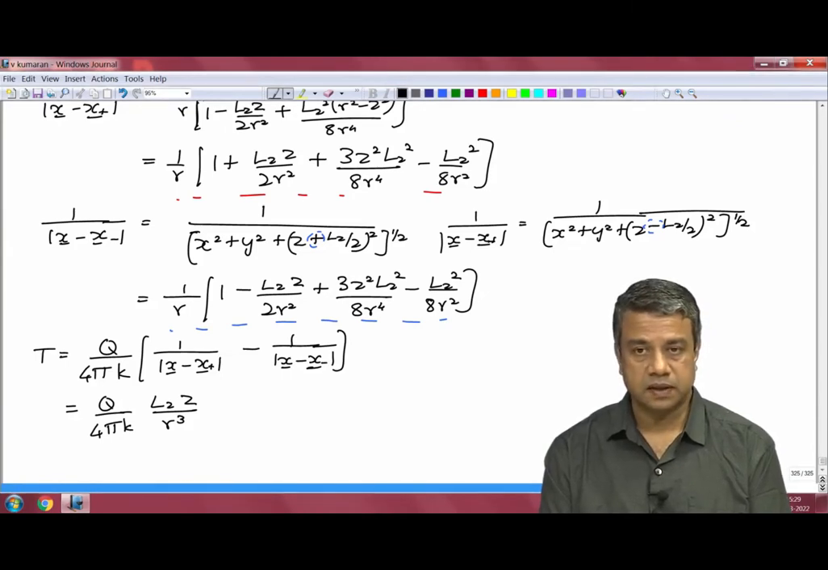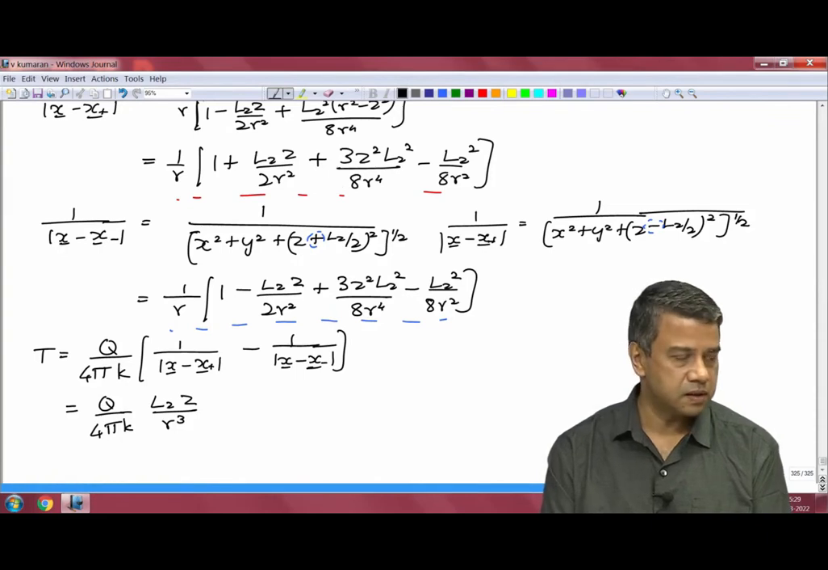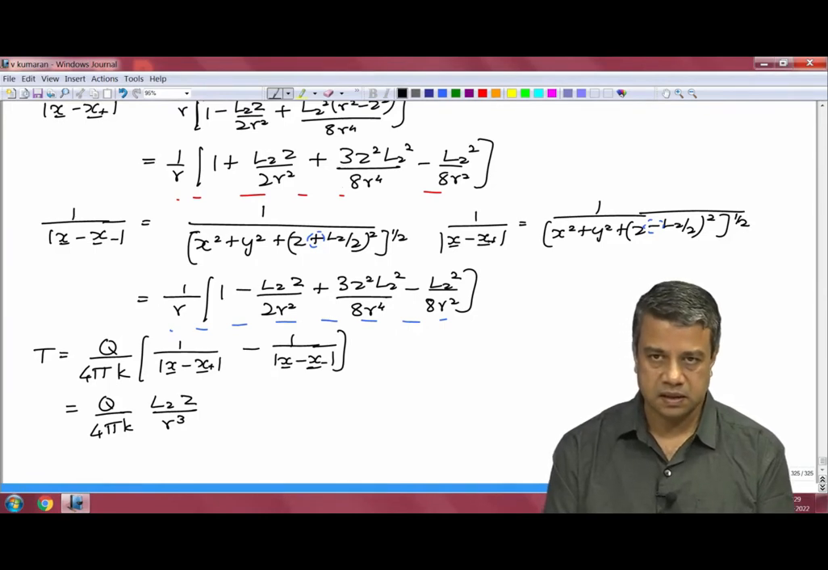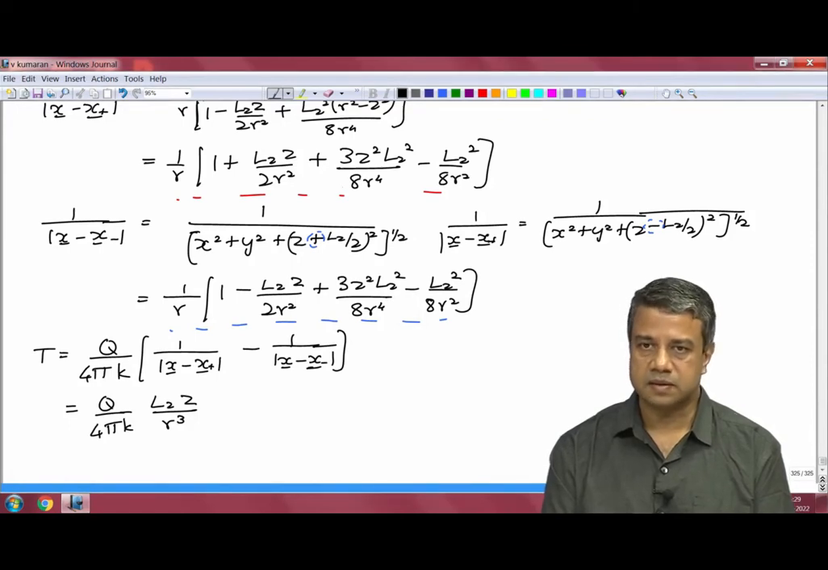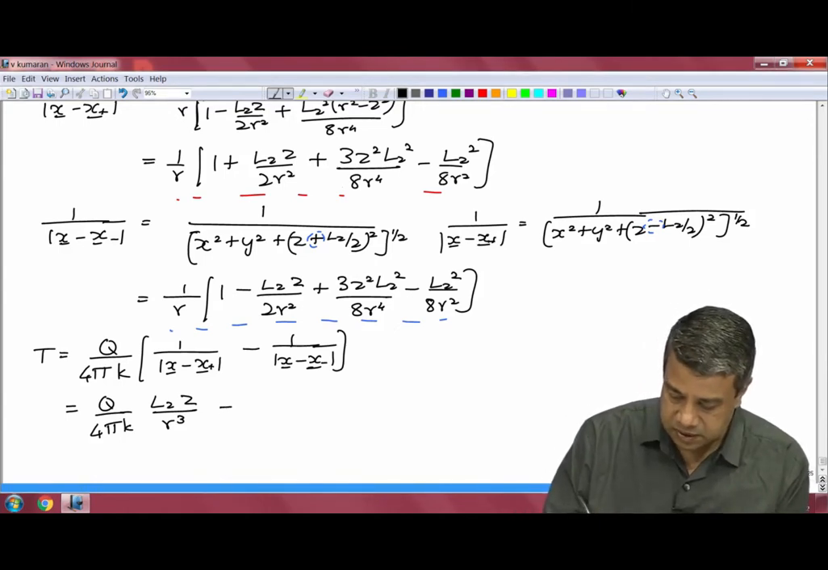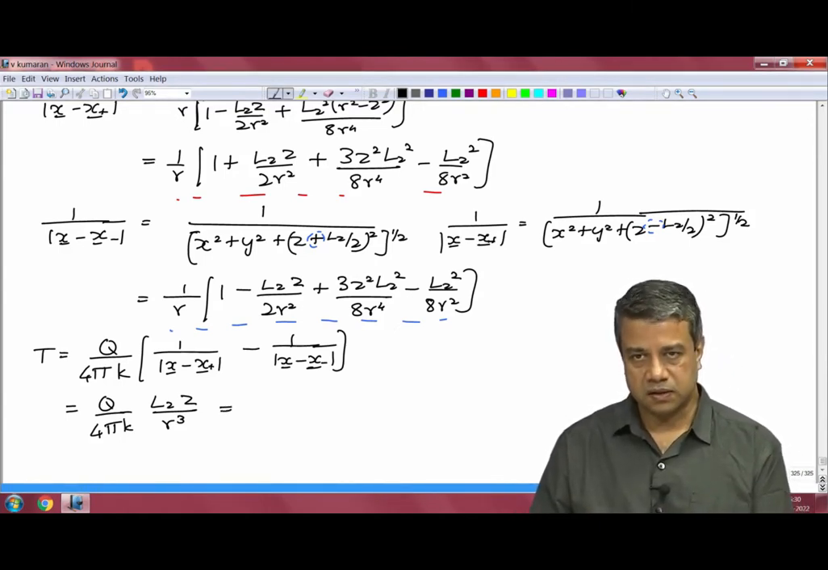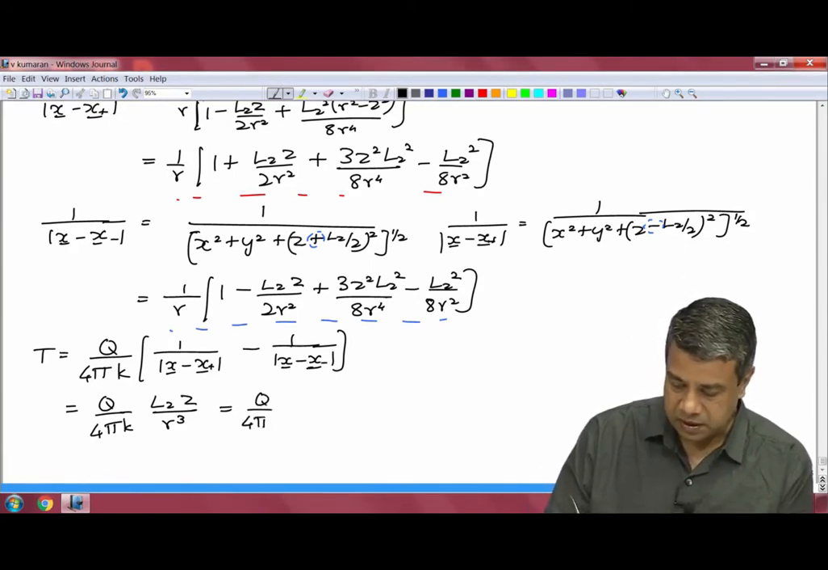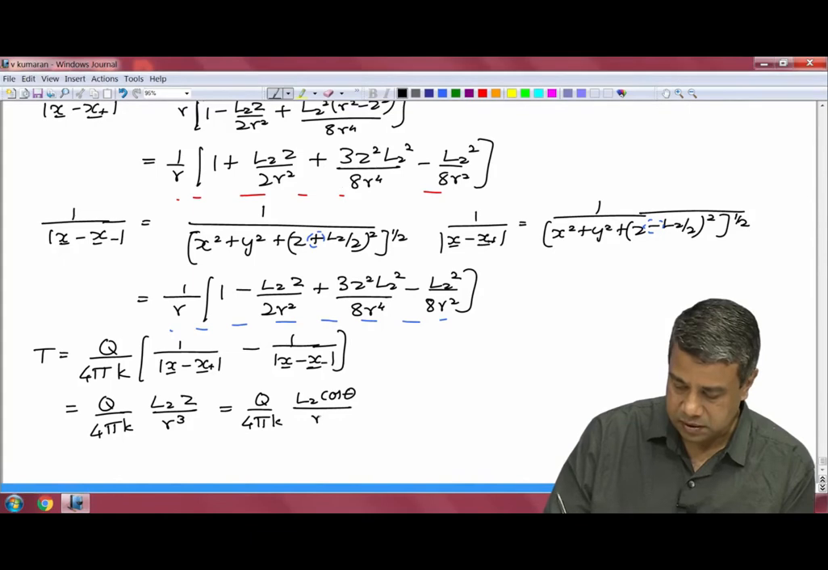So, that is the solution for the temperature field for a point dipole, which is a combination of a source and a sink separated by a small distance Lz. The temperature at the observation point, where the distance from the source and sink is much larger than the separation of the source and sink, is q by 4 pi k into Lz into z by r cubed. I can also substitute in here z is equal to r cos theta for a spherical coordinate system. I will get q by 4 pi k into Lz cos theta by r square.